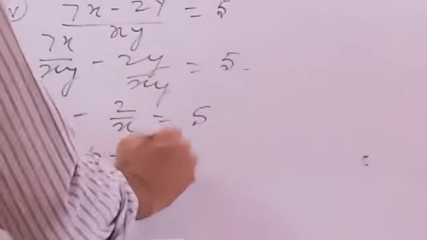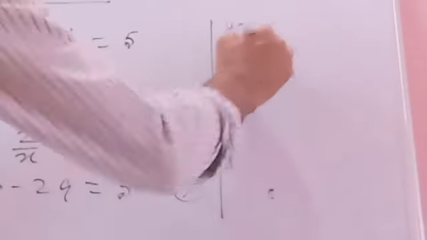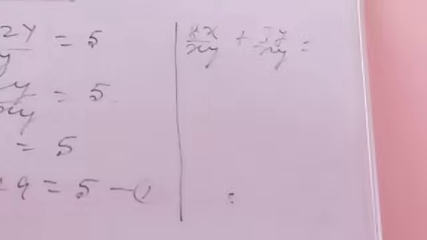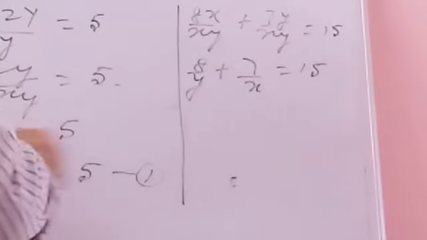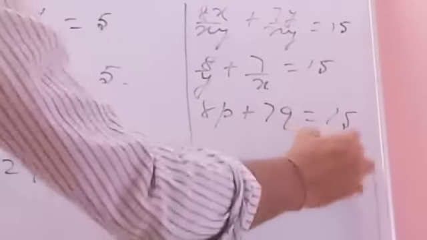Now you can assume 1 by y, suppose p. So this is 7p minus 2q is equal to 5. This gives you equation 1. Next, you can do the same. This is 8x upon xy plus 7y upon xy is equal to 15. So x would be cancelled. 8 by y plus 7 by x is equal to 15. 1 by y you have assumed already p, so this is 8p plus 7q is equal to 15. So this would be equation 2.